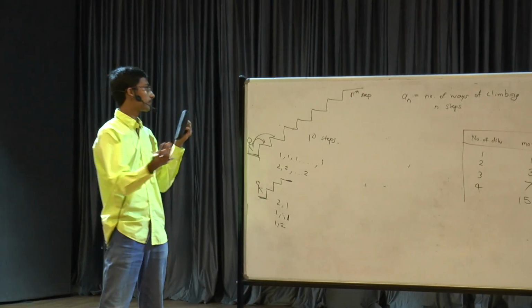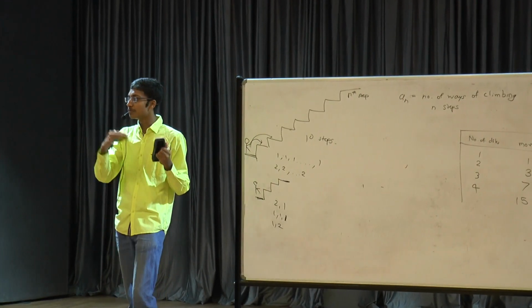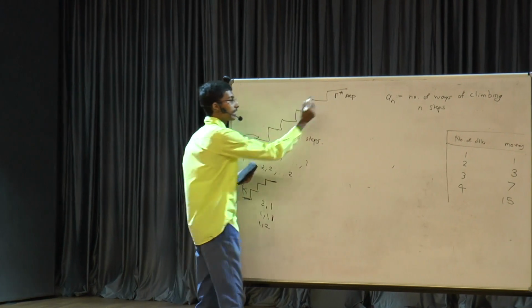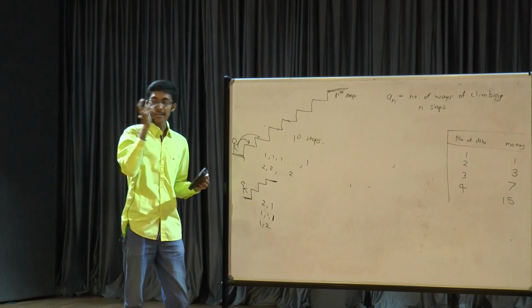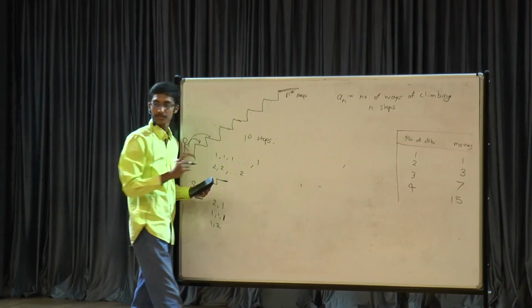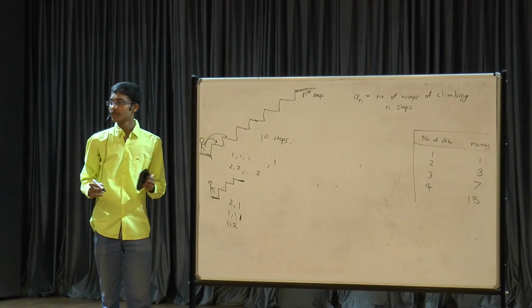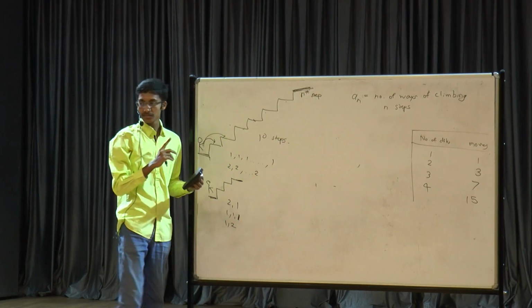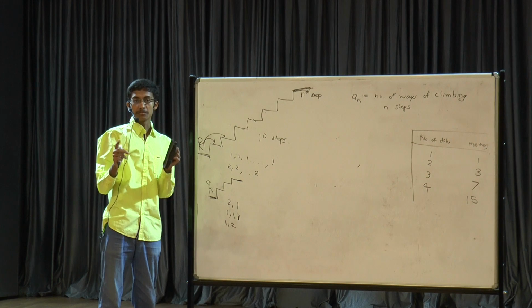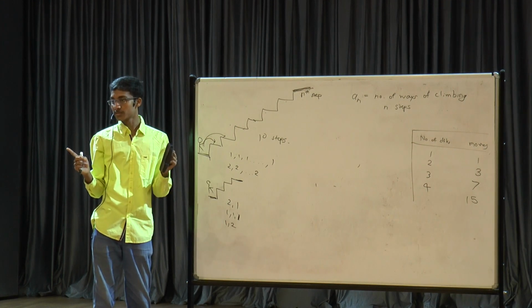Right. You can come from the step before or the one before that. Do you see that I cannot come to this step from here directly? I have to go here or here. Right? So, every way of coming to the nth step, I can classify into 2 different parts.